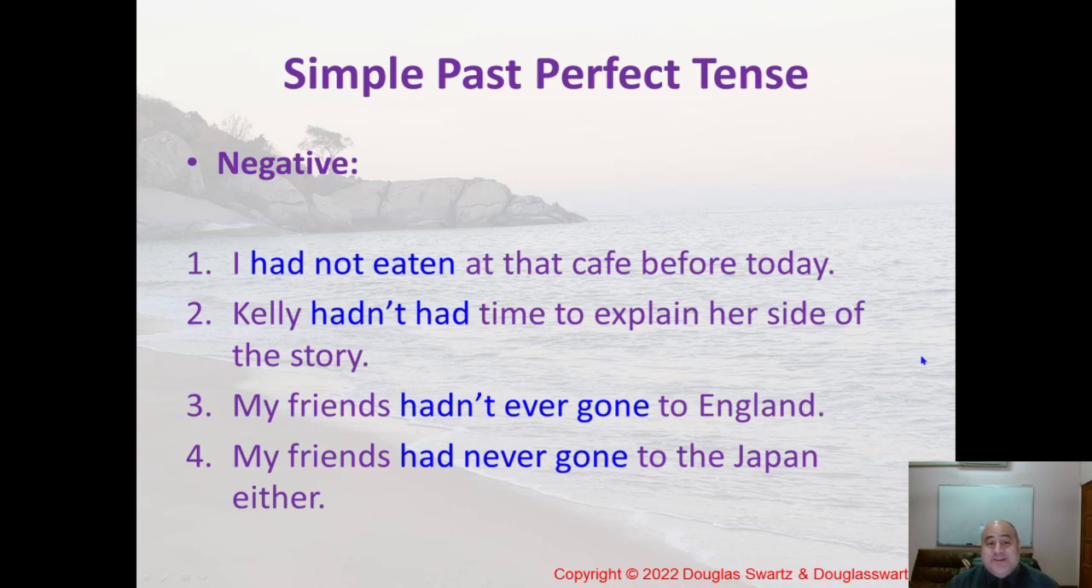Here are some examples of negative sentences using this tense. Number 1, I had not eaten at the cafe before today. Number 2, Kelly hadn't had time to explain her side of the story. Number 3, my friends hadn't ever gone to England. And number 4, my friends had never gone to Japan either.